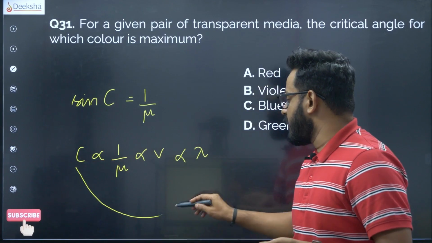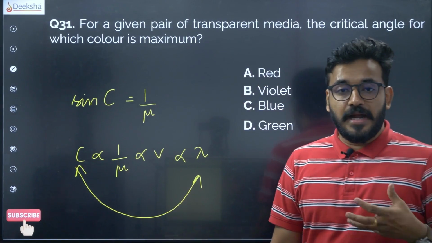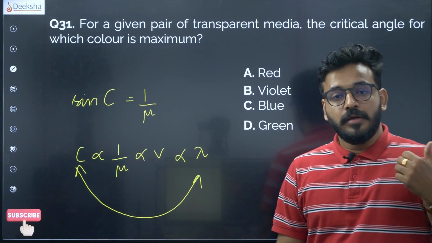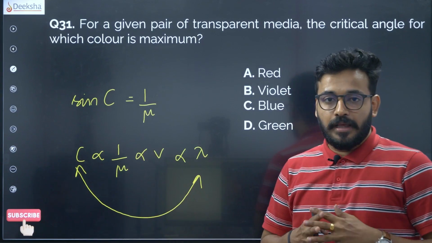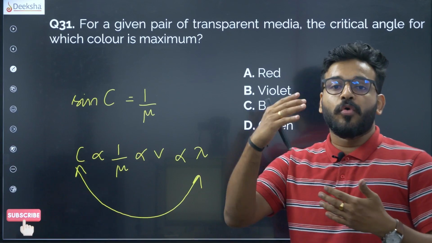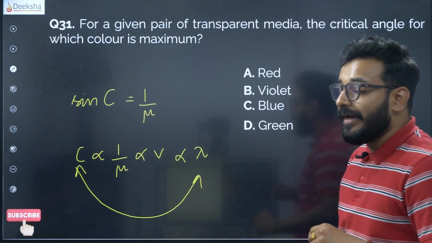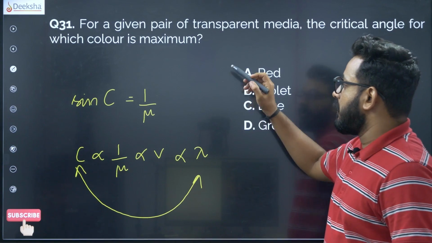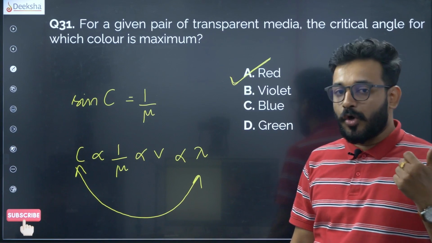Now we have to connect both, critical angle and wavelength. A light of a particular color, of a particular wavelength, has a direct relation with the critical angle. As the wavelength of a light increases, the critical angle also increases. In this lot, red has the maximum wavelength. That implies red will have the maximum critical angle. So obviously the correct answer is option A.